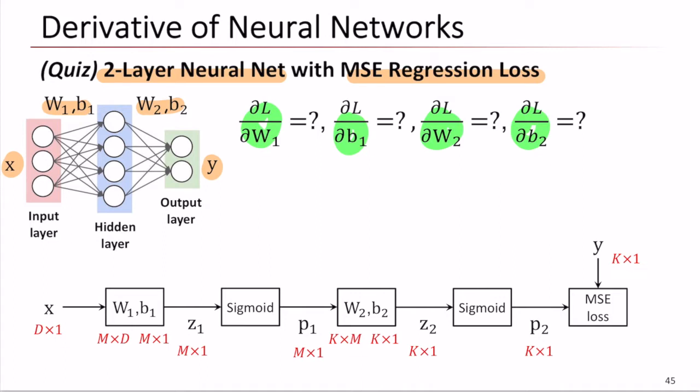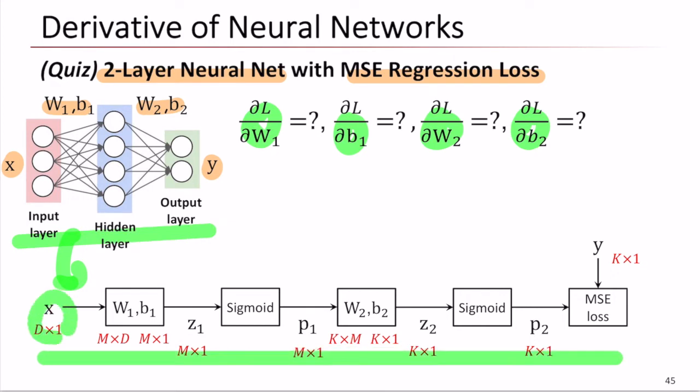So how can you do that? First of all, let's represent this neural network in a computational graph like this: input, linear function, sigmoid function, another linear function, sigmoid function, and finally the loss function. This is similar to the previous example, the one-layer neural network.